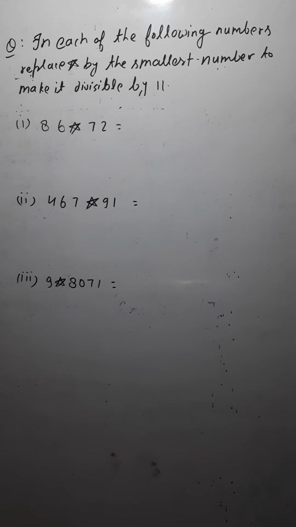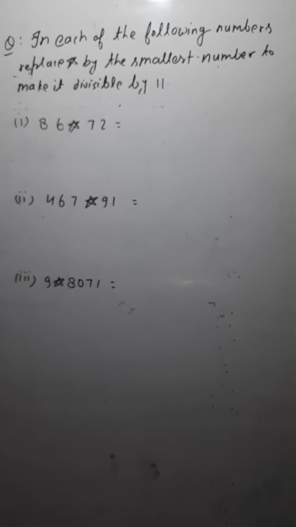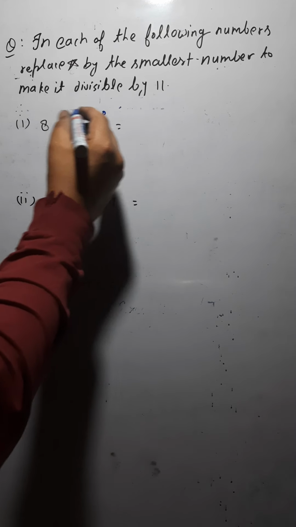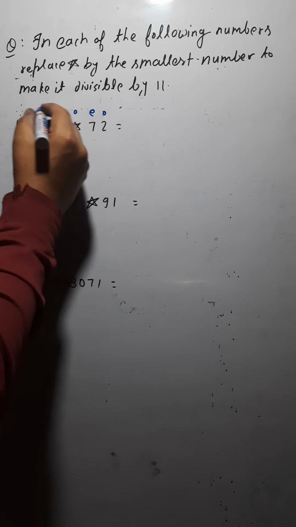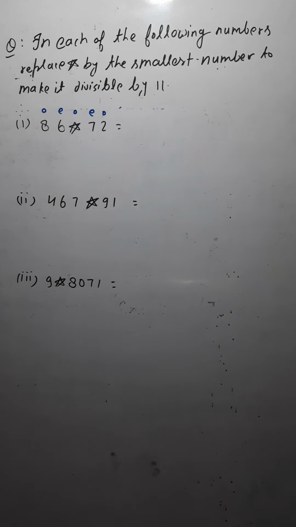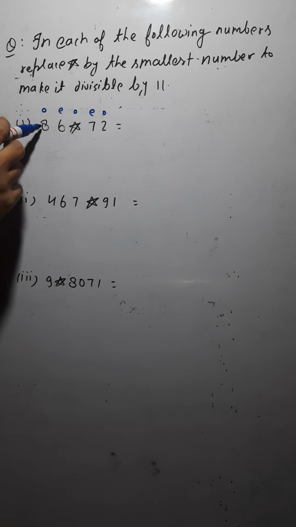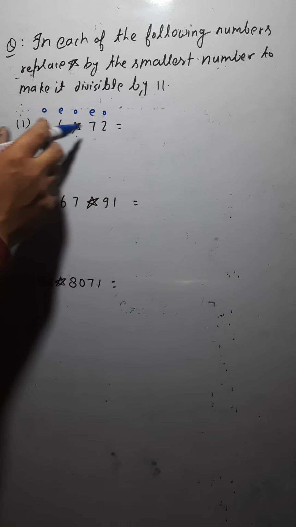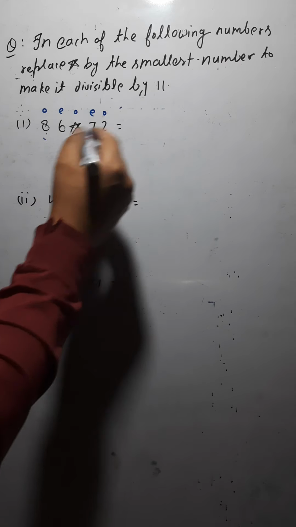Okay, so first mark the even and odd places here. The first one would be the odd place, this one would be the even place. This is even, this is again odd, this is even, this is again odd. First we have to add all the digits at odd places. Here first is 8 plus star, nothing here, so plus 2. So 8 plus 2 would be how much?